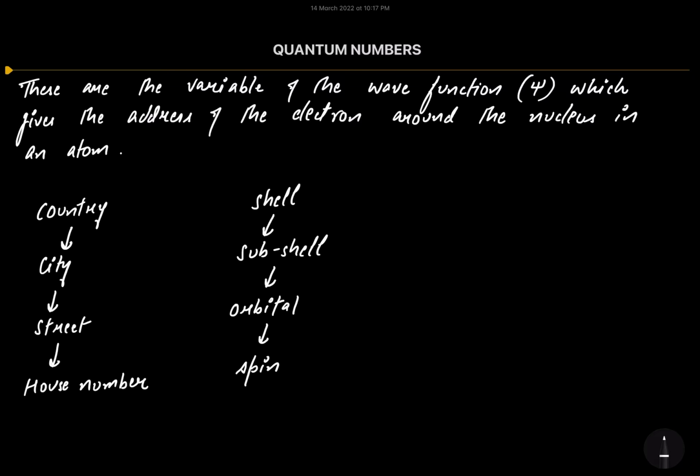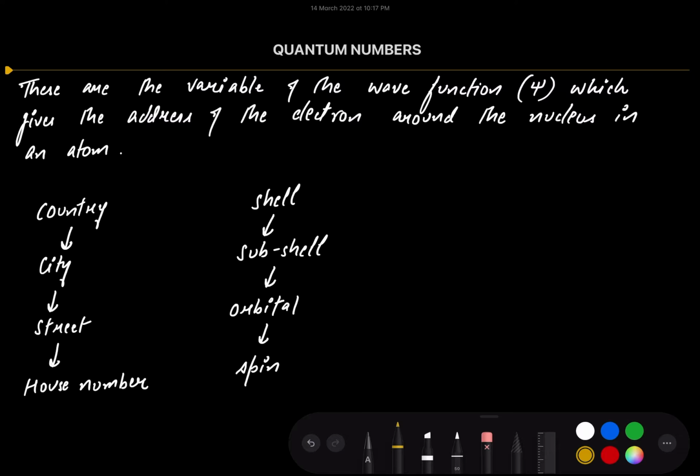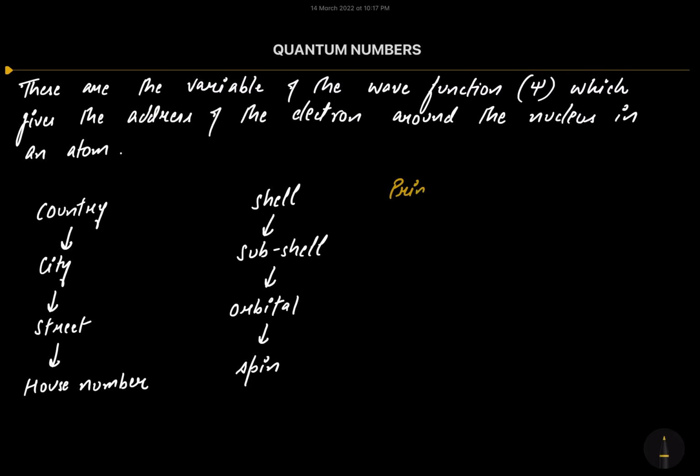Now, there are 4 variables of the wave function. Those 4 variables are called the quantum numbers. The first variable is the principal quantum number. The principal quantum number is designated by a small n. The principal quantum number tells about the shell.